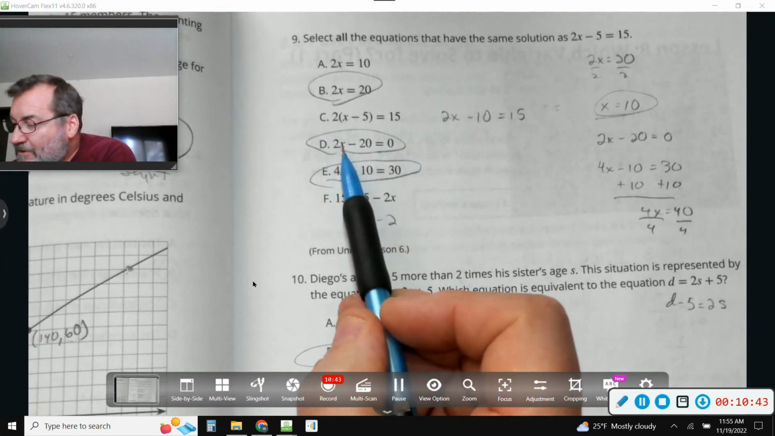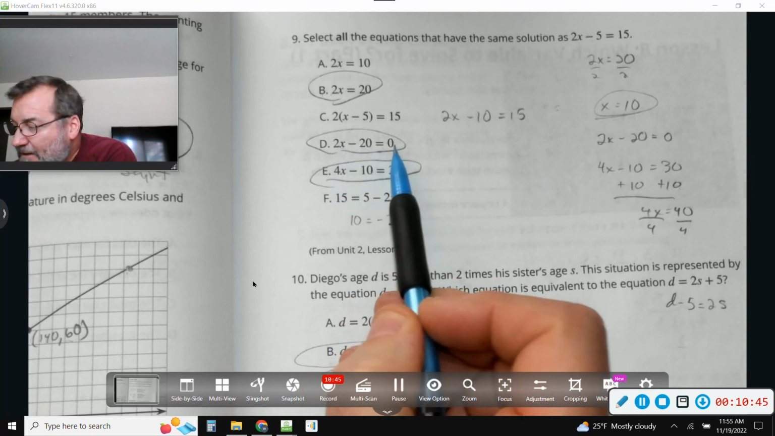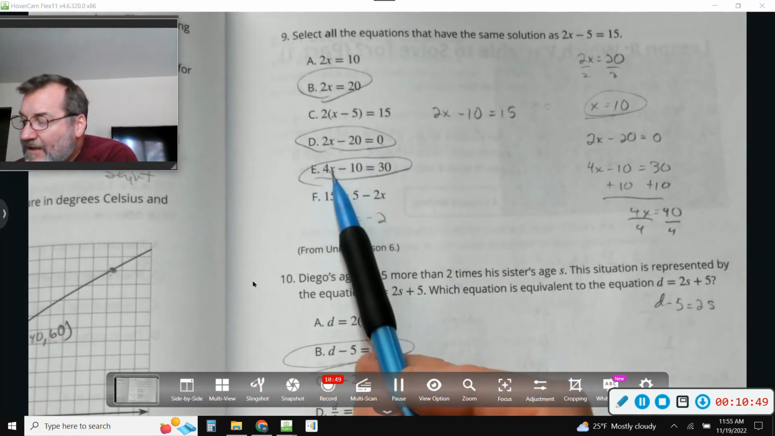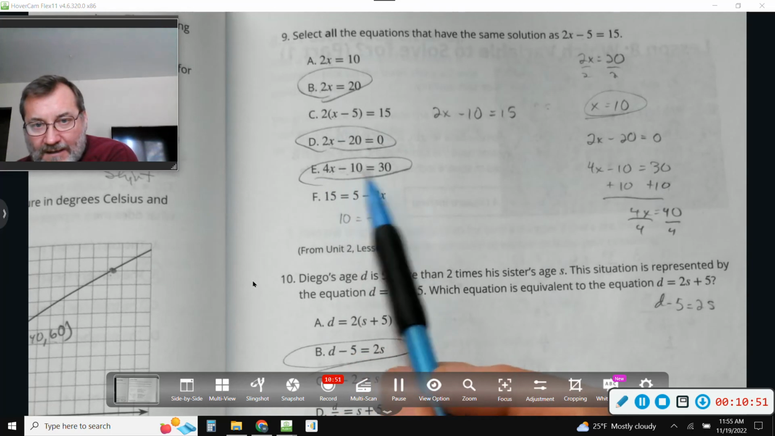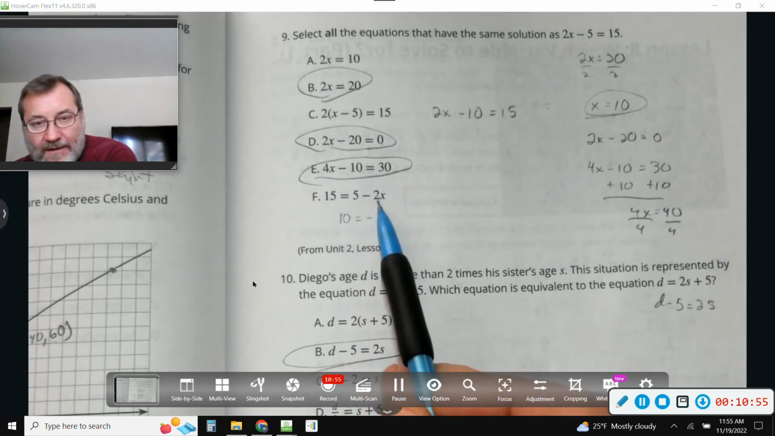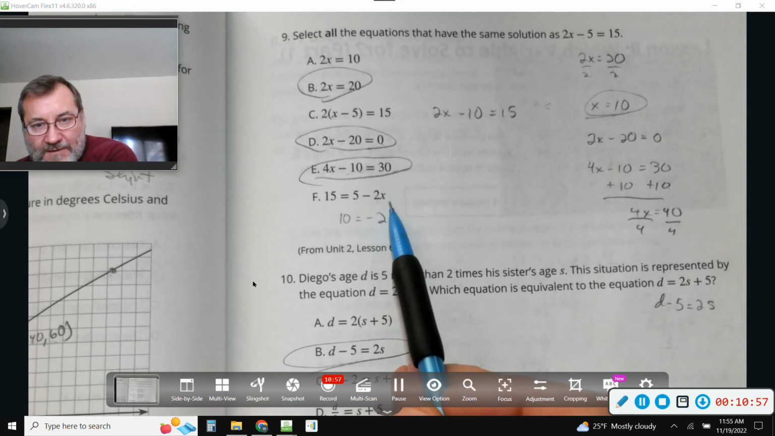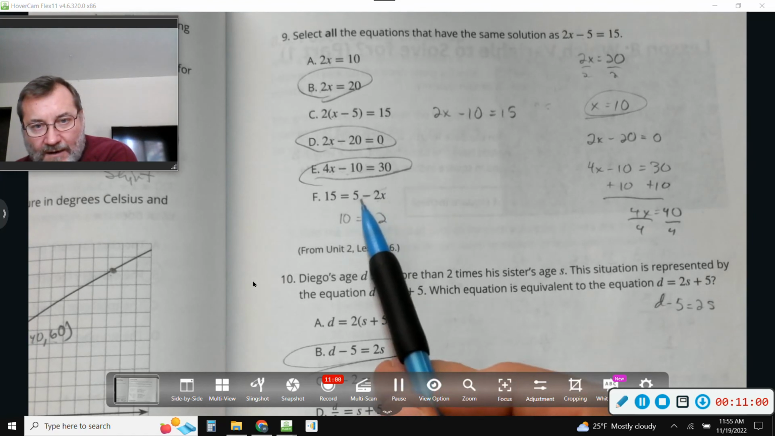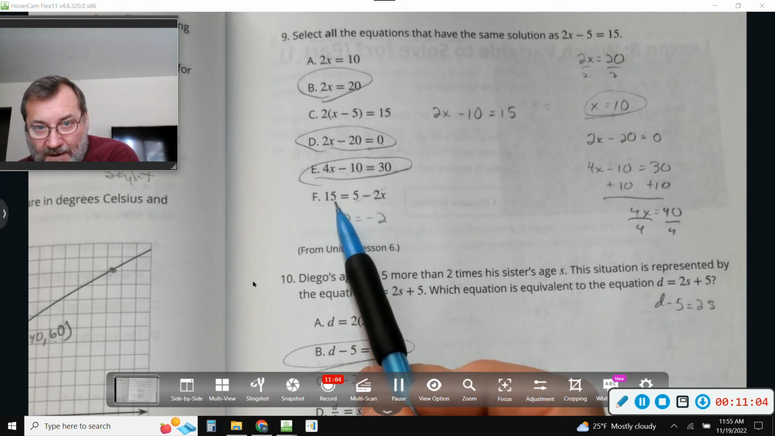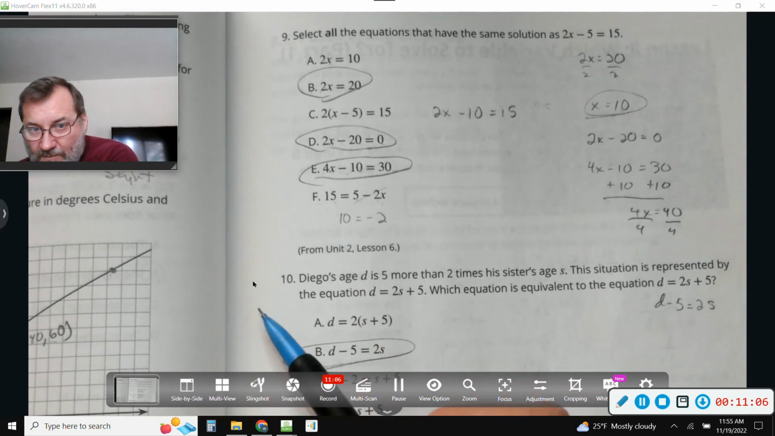2 times 10 is 20. 20 minus 20 is, in fact, 0, so Delta works. 4 times 10 is 40. 40 minus 10 is, in fact, 30, so Echo works. And then here you got a little bit backwards. So 2 times 10 is 20, and 5 minus 20 should be a negative 15, not a positive 15. So F is out as well.